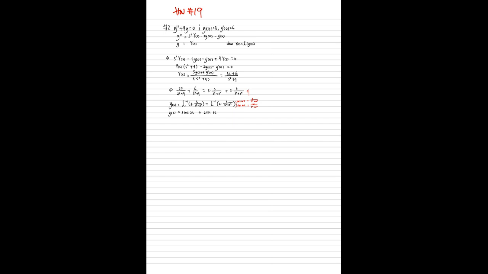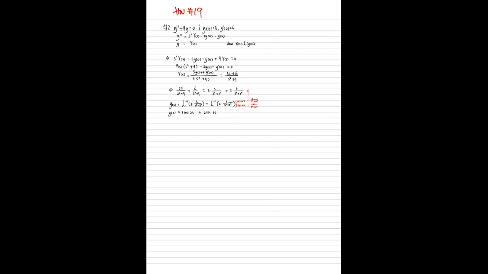So for this one, I'm presenting how to find the initial value problem using the Laplace transform. Okay, so the given equation is y double prime plus 9y equals 0, where y of 0 is 3 and y prime of 0 is 6.